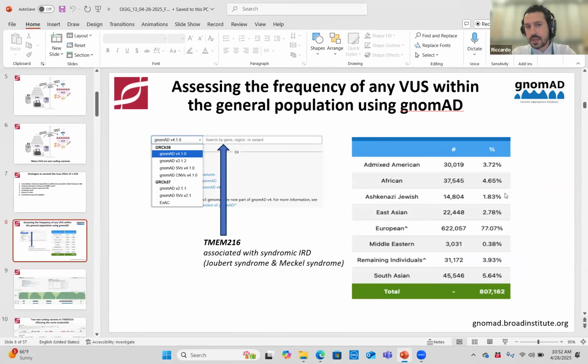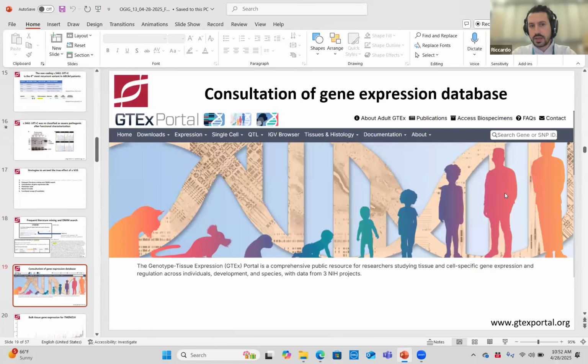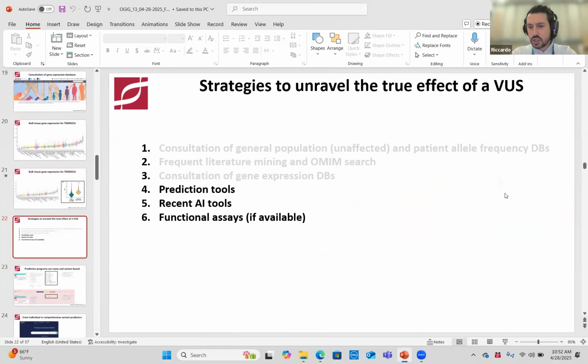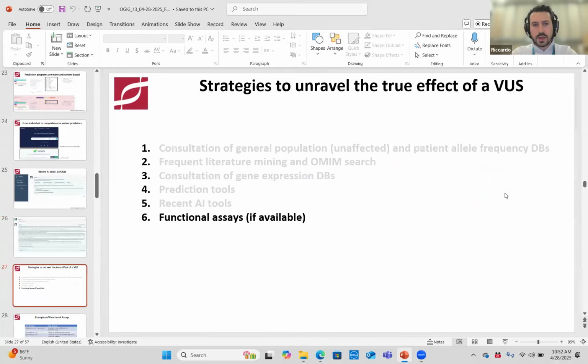I will give a heads up on giving examples about how to go on gnomAD, how to check everything, how to go for population databases. After that, frequent literature mining and omics search, explaining what omics is, how to go for it, like expression databases, how to look into prediction tools, giving some examples from individual prediction to comprehensive prediction, the use of AI, and then strategies like functional assays.